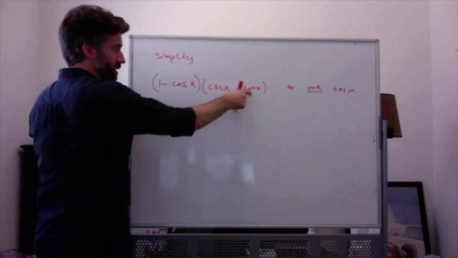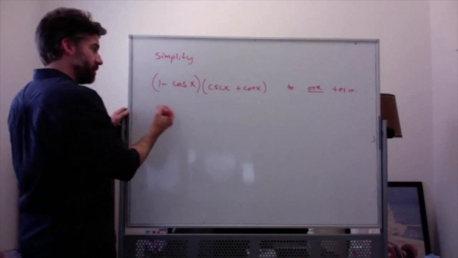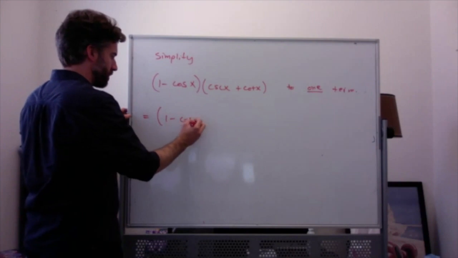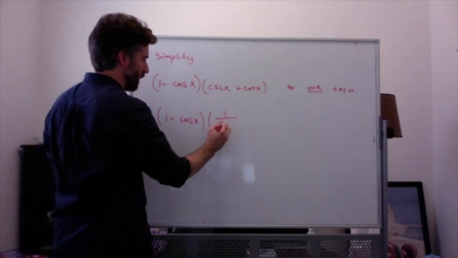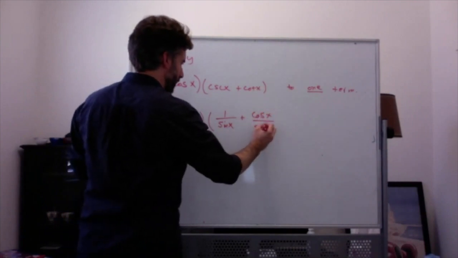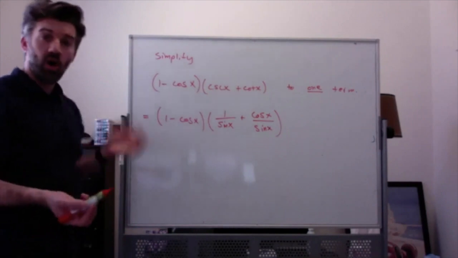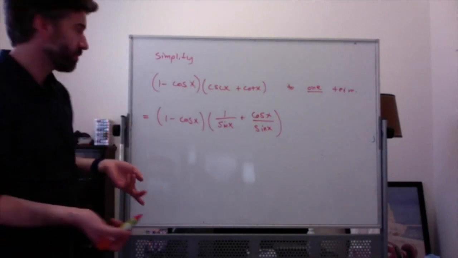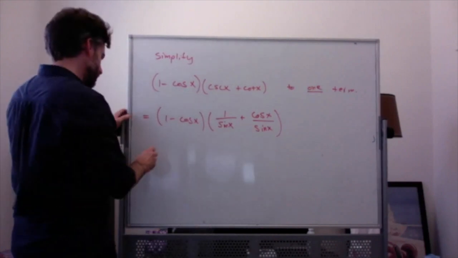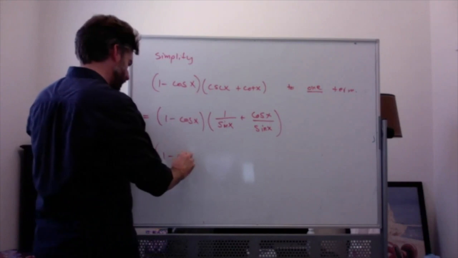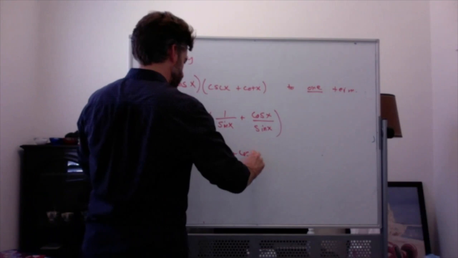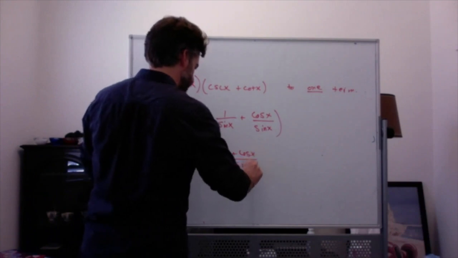I'm going to rewrite cosecant and cotangent in terms of their sines and cosines. So my usual method is to say, okay, cosecant is 1 over sine of x. Cotangent of x is cosine of x over sine of x. It's not always the way to start, but it's how I often start. And then these happen to have a common denominator, so I'm going to put them together. So this is going to be 1 minus cosine x times 1 plus cosine x all over sine of x.